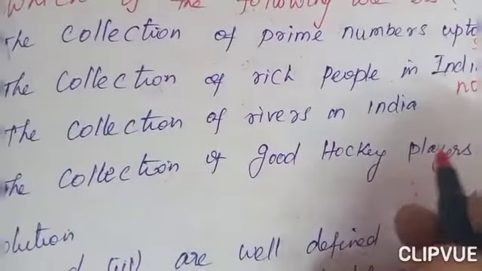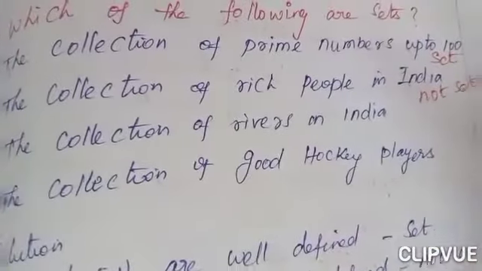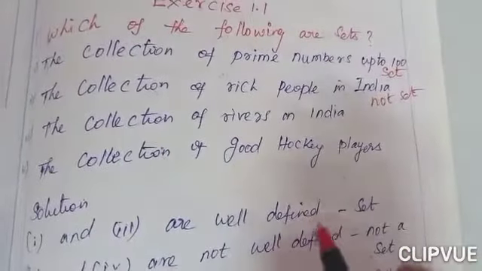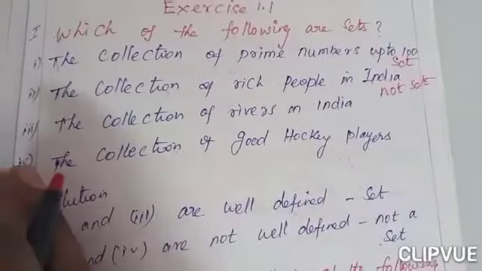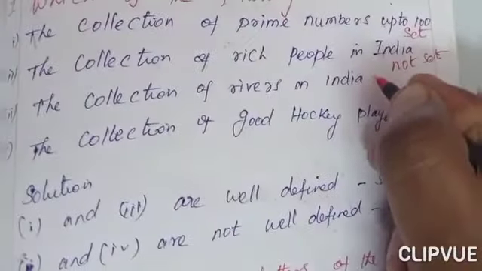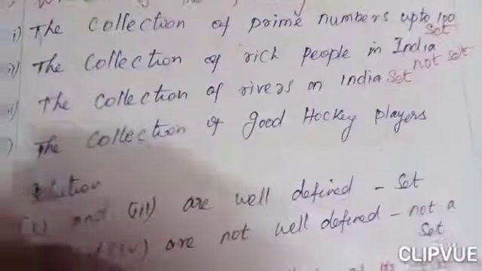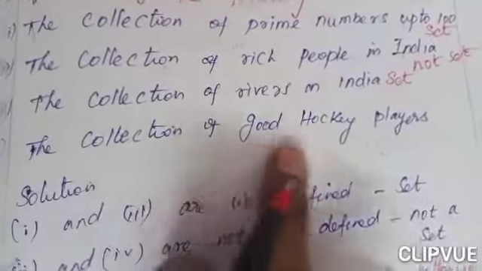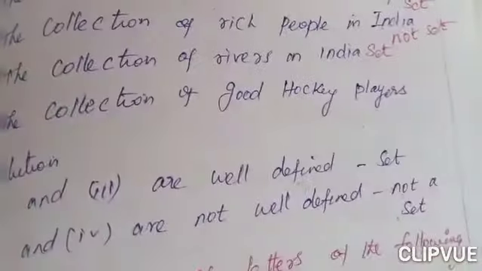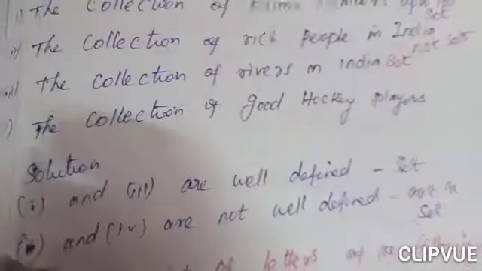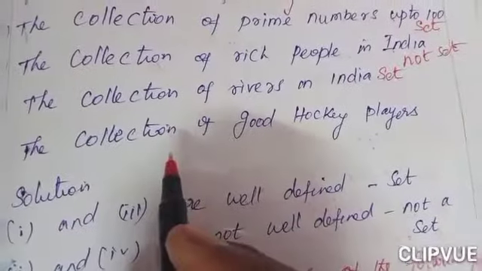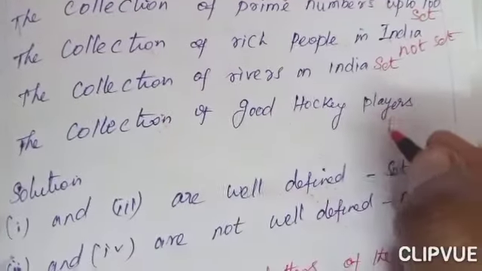Look at the third one. The collection of rivers in India. We can easily identify them. In Tamil Nadu we have Kaveri, Tamirabarani, Vaigai. So like this we have rivers. That is why this also we can consider as a set. Look at the fourth one. The collection of good hockey players. Many hockey players are there. Among them, how can we identify who is good and who is bad? So it is not a set.